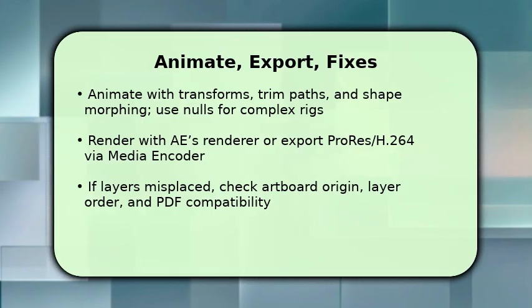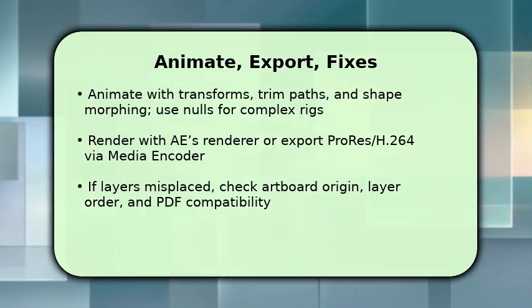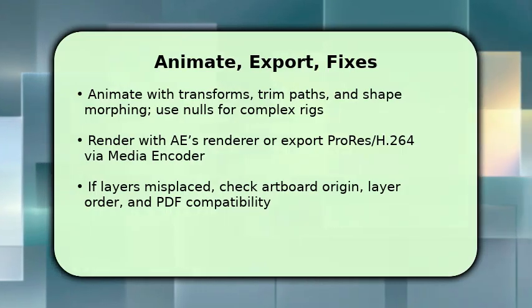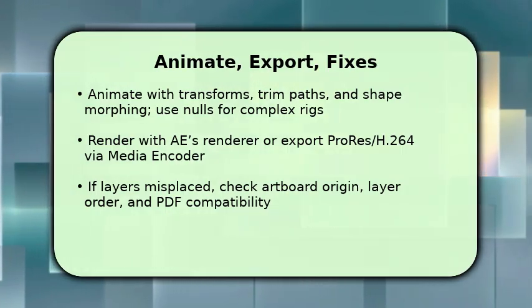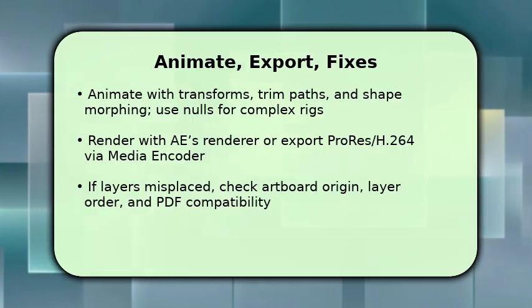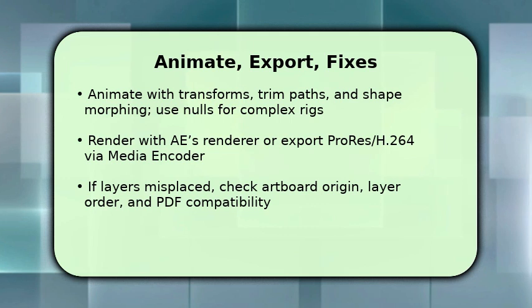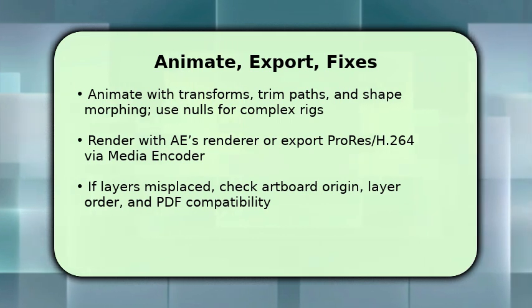When ready, render through Media Encoder and the codec you need. Choose Lossless for further compositing. If something shifts or rasterizes, check that Continuously Rasterize is set, that artboard origins match, and that PDF compatibility was included on save. This usually resolves misalignment or missing.